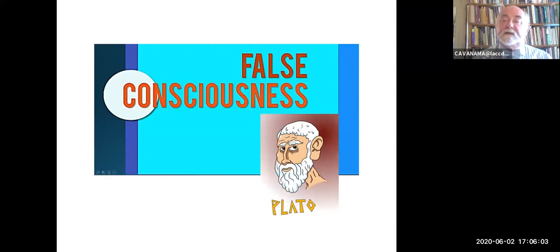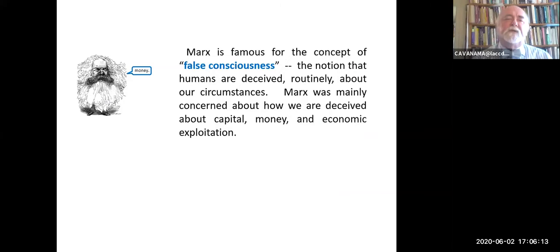Now, Plato does not use this term, false consciousness. It's a famous term from philosophy, but in effect, he says we suffer from it. Whose term is this? This is Marx's term. The notion that humans are deceived routinely about our circumstances. By the way, a lot of people don't think of Marx as a philosopher. But yeah, he was a philosophy major, would have been a philosophy professor if his politics had not gotten in the way. We'll come to that down the road.